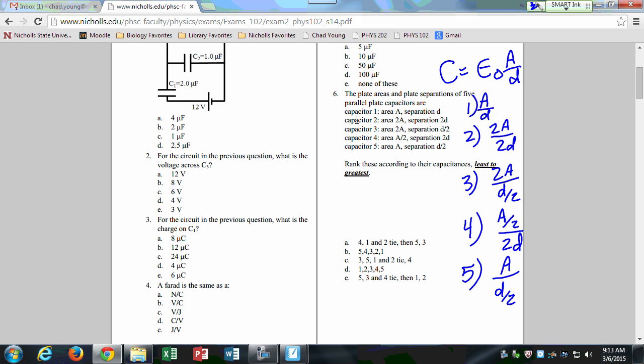So you just have to simplify these fractions. This is A over D. This is A over D. So I'm looking for one that has 1 and 2 tie. So these two go away. And this one. So I'm looking at either A or C. This is going to be 4A over D. This is A over 4D. And this is 2A over D.